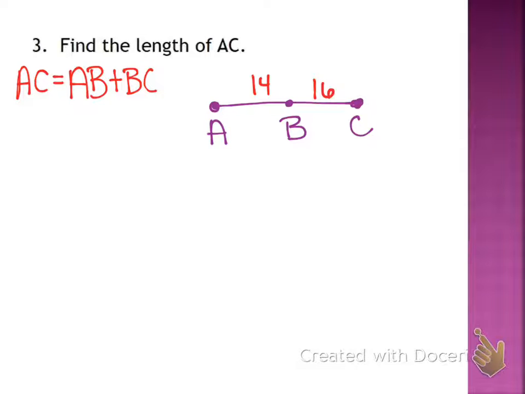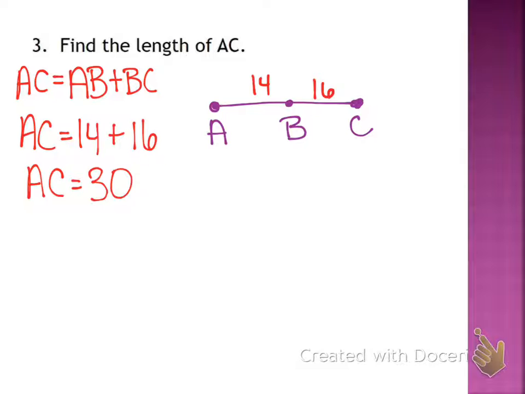Now I'm ready to start substituting things in. Do I know AC yet? No, so leave it alone. If you really want, you could use a variable. What's going in for AB? What's going in for BC? So for AC, I have a length of? Wonderful.